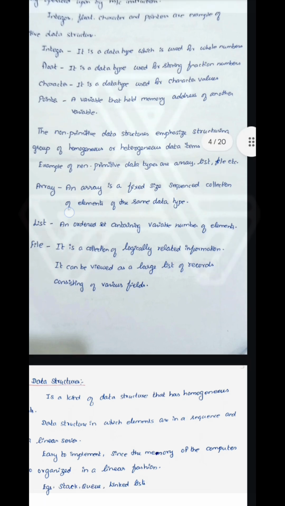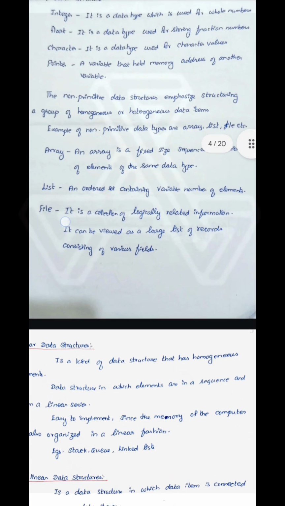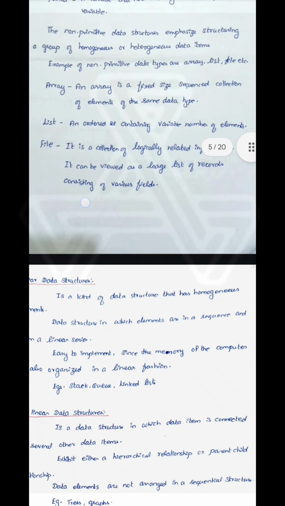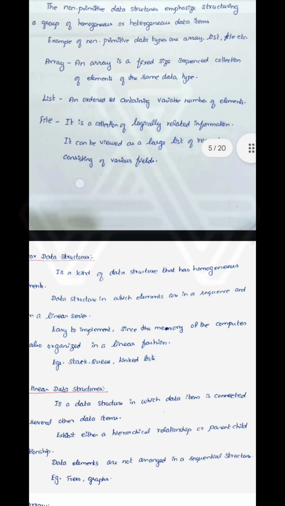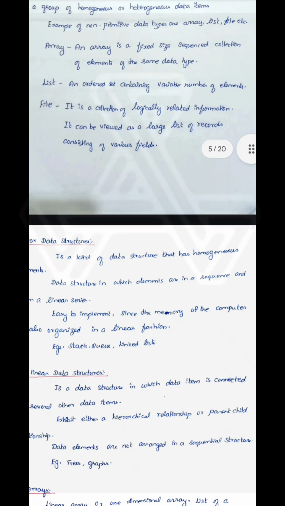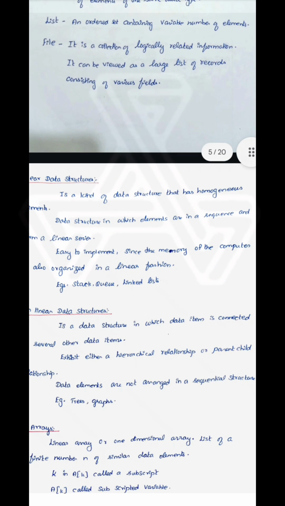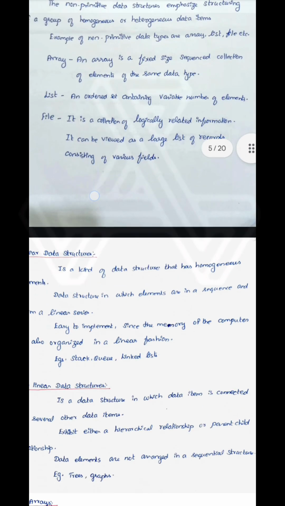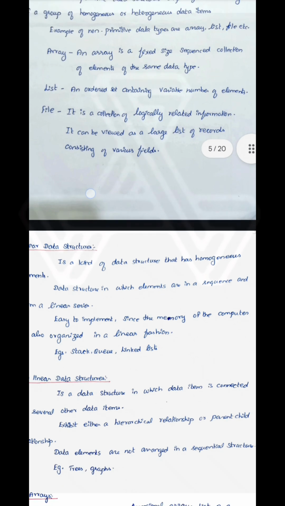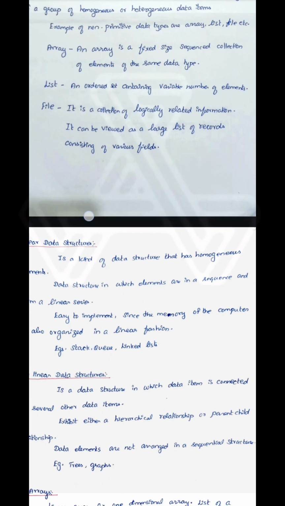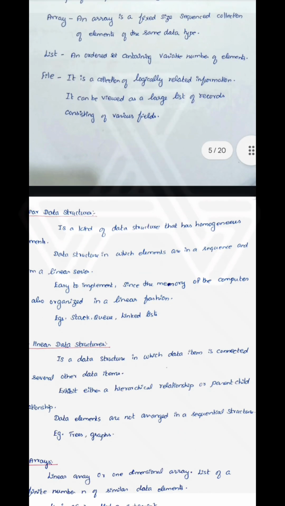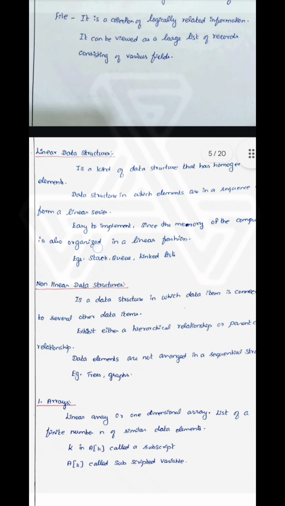Non-primitive data structures emphasize structuring of groups of homogeneous or heterogeneous data items. Examples of non-primitive data types are arrays, lists, and files, etc. An array is a fixed size sequenced collection of elements of the same data type. A list is an ordered set containing a variable number of elements. It is a collection of logically related information. Files can be viewed as a large list of records consisting of variable fields.